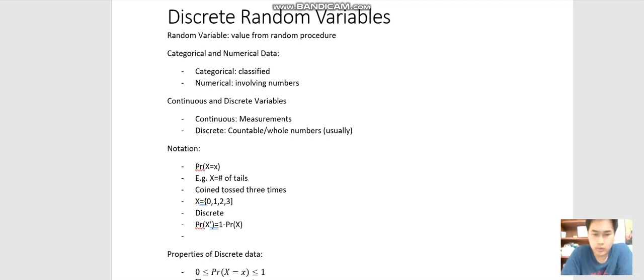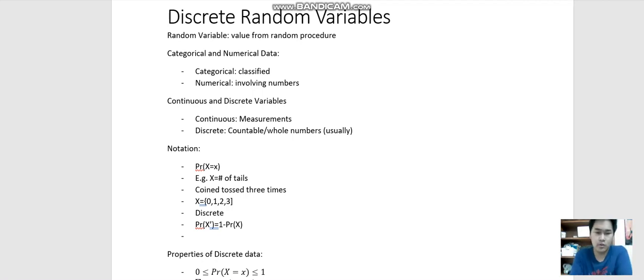So this will be more towards ordering. After this, categorical and numerical can be further split into two. In this video, we're only going to focus on numerical for now. From numerical, you can split further into what's called continuous and discrete variables. Continuous are things that take measurements, like weights, heights, and times. Discrete are things that are countable, usually whole numbers, like how many apples are in a bowl, or how many coin tosses.